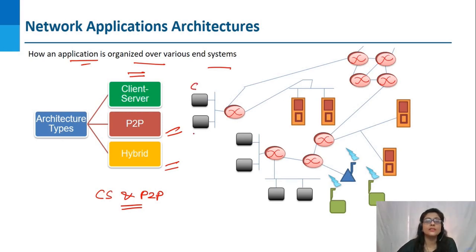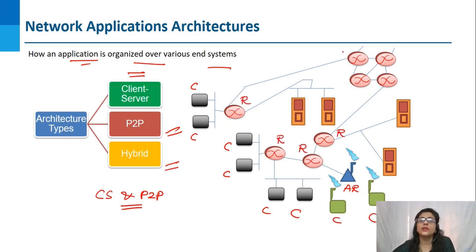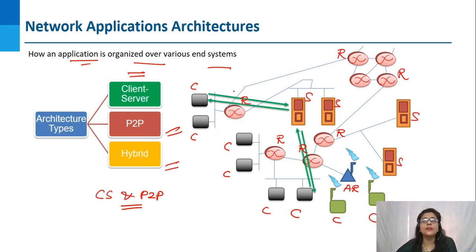Now let us look at this diagram again. We have the clients here. So these are all the clients. This is also a client. This is the laptop. This is the access router. These are all the wired routers. And these are the various servers. For a client-server application, the client makes a request to the server and the server gives the response to the client. Similarly, from this server to this client.